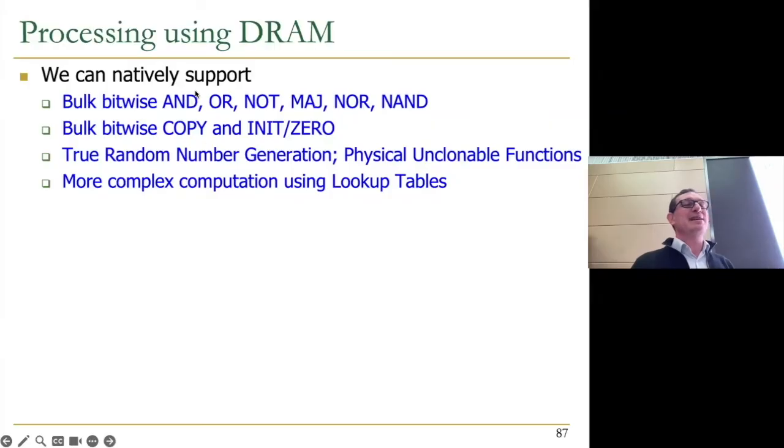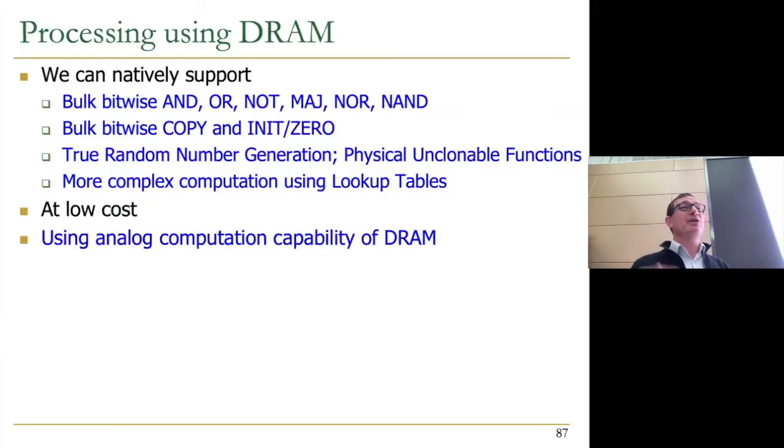So basically, we can natively support bulk bitwise operations. I'm going to show you examples. I'm actually going to start with bulk bitwise copying and initialization, which is also important. DRAM can do random number generation, physical unclonable functions, and more complex computation using lookup tables, mostly at low cost. And we're going to use the analog computation capability of DRAM, but this is not purely analog. Purely analog, I think, is difficult. It's important to examine, but it's difficult.